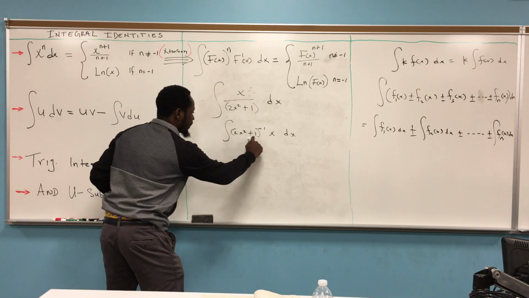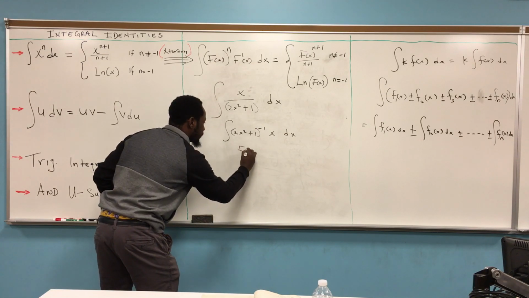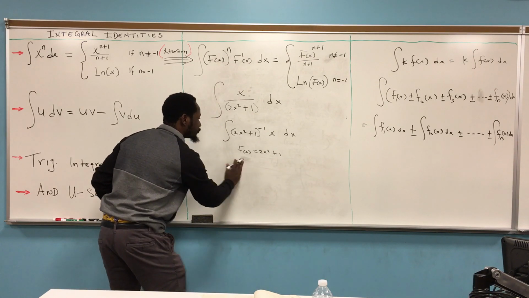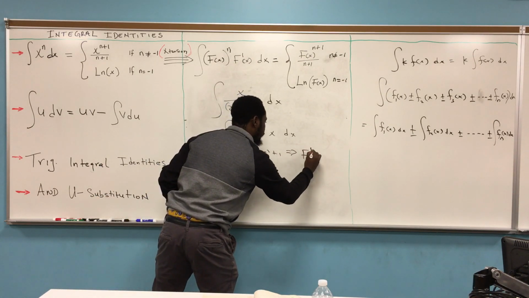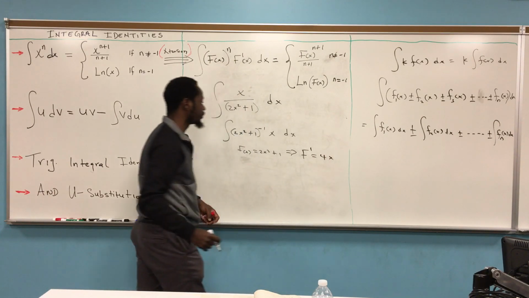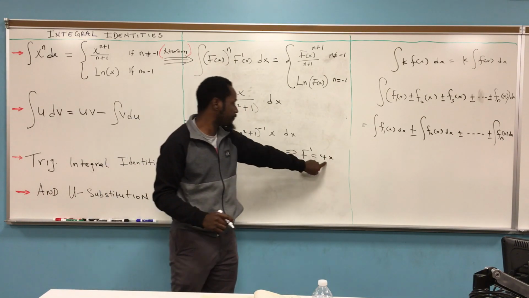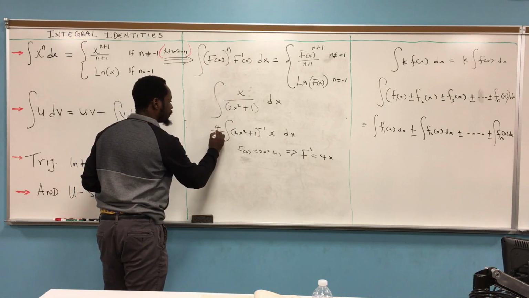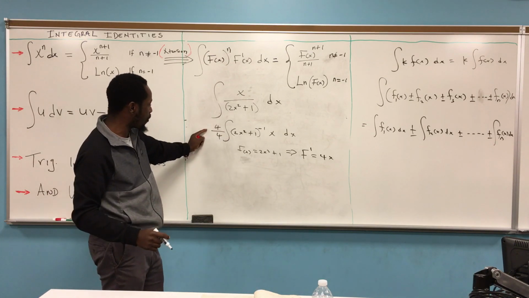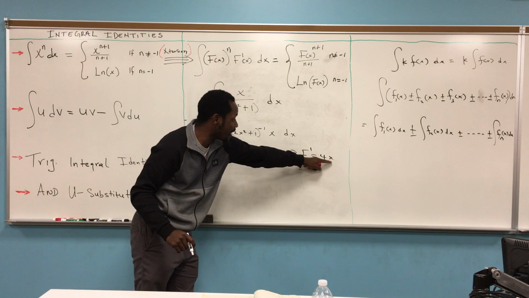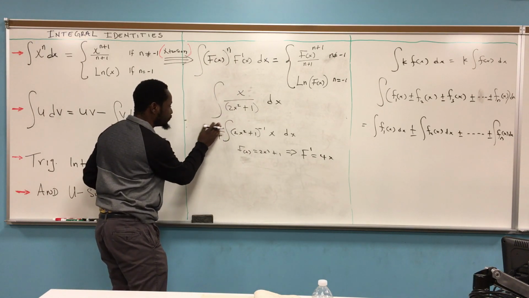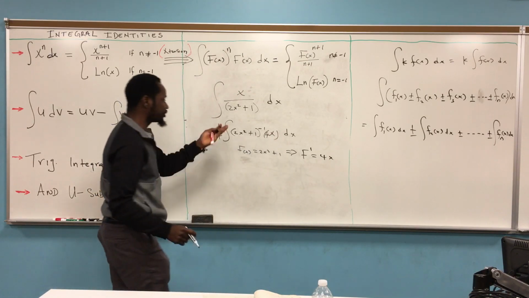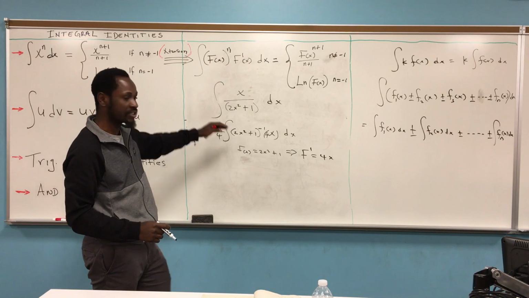So let's find the derivative of this. F of x is equal to 2x squared plus 1. So f prime is 4x. The derivative of this is 4x, but we don't have 4x here. Same way, I can multiply by 1, which is 4/4, because I want to have 4x here. I can move this in here. Now, I've not changed the problem because I multiplied by 1.